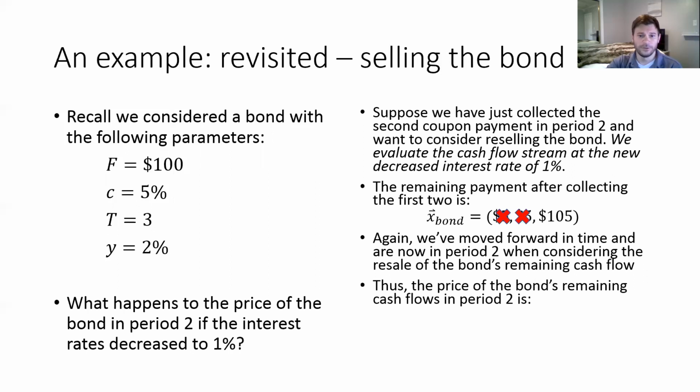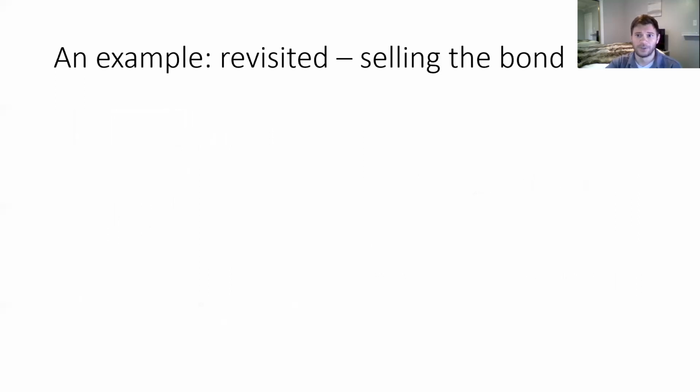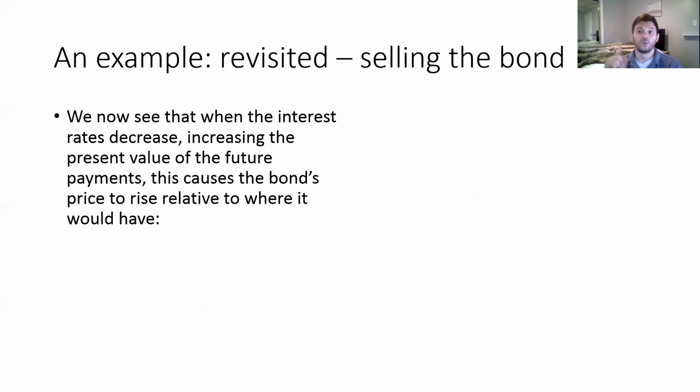If we do that at an interest rate of 1%, we do see, and it should match with our intuition, that the period 2 value of the bond at 1% is higher than what it was at both 2 and 4%. So what we've seen now is that when the interest rate drops, this increases the present value of the future payments, and it causes the bond's price to rise relative to where it would have been had the interest rate been higher.